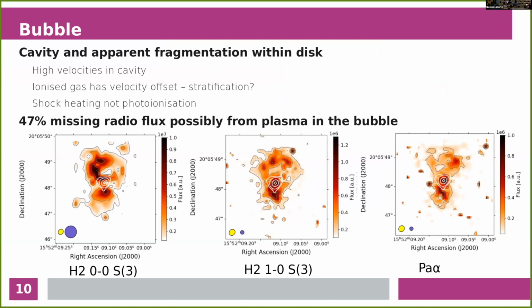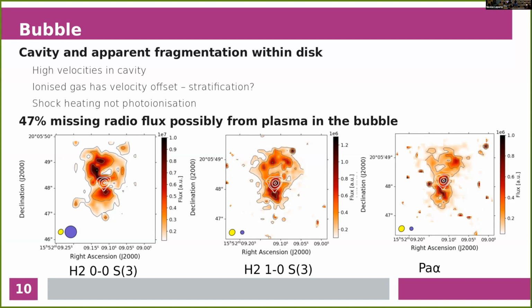Because if you look at these here as 3 different lines, you've got a rotation line, a ro-vibrational line, and a recombination line. And in all of them, you can see this kind of hole in the north, in the center of what is otherwise a nice bidirectional outflow. And the thing is, you can see that along the edge, you also have these clumps, and the different lines seem to get to different parts on the edge of this bubble.